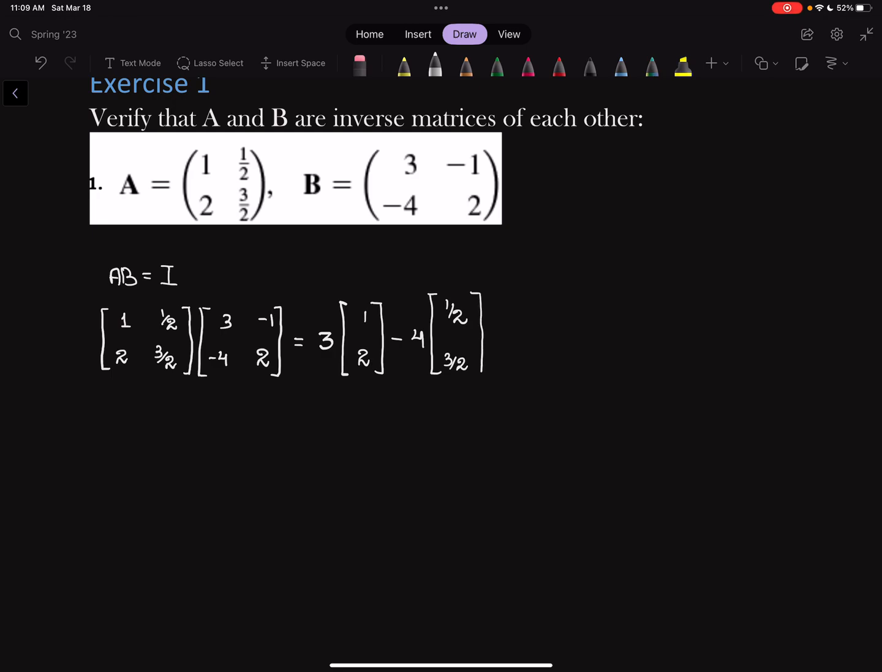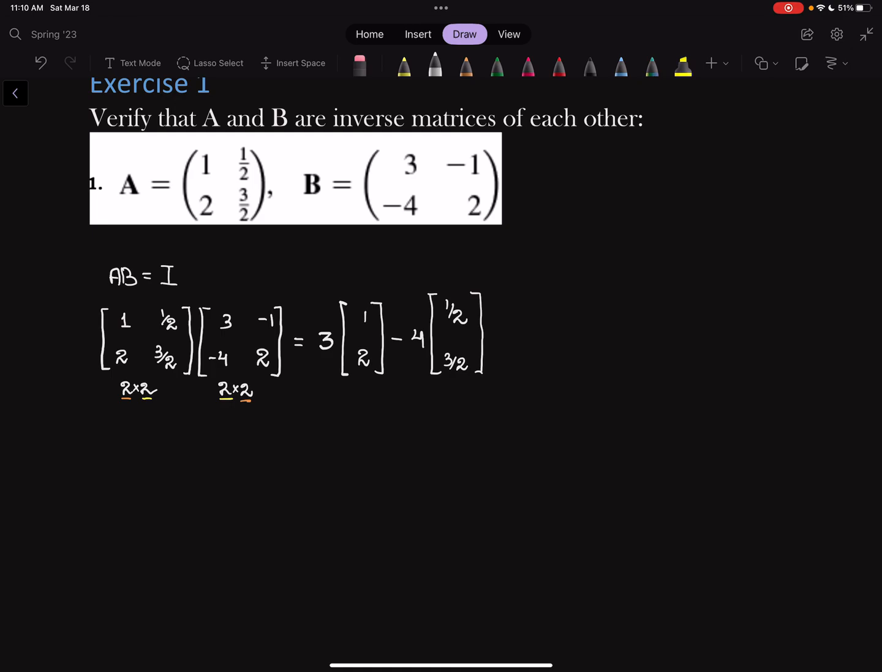Okay, so that takes care of our first column of the resulting matrix, because remember, this is a 2 by 2 and this is a 2 by 2. So because they have the same internal dimensions, we can do the operation, and the outside tells us the size of the resulting matrix. So we know we need to have 2 rows and 2 columns. This is just one column once you do all of the operations.